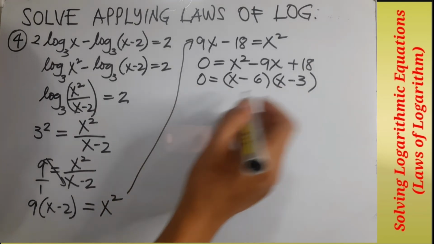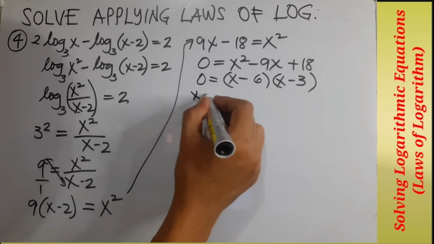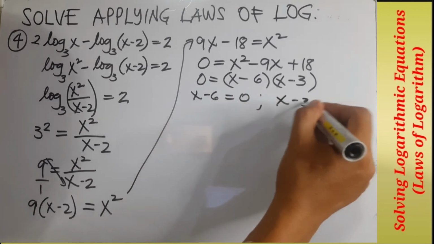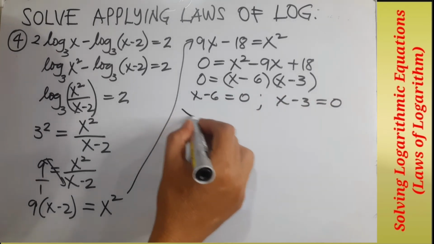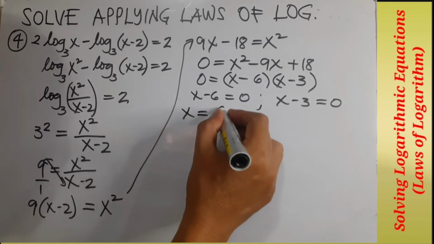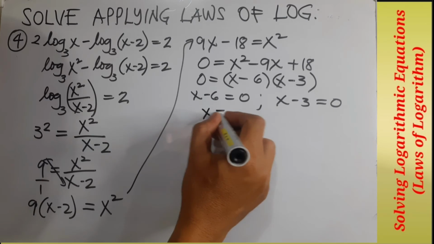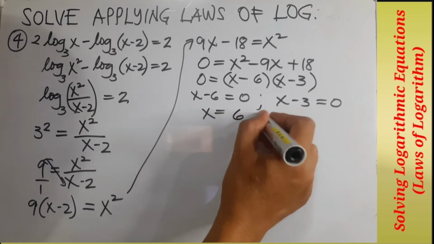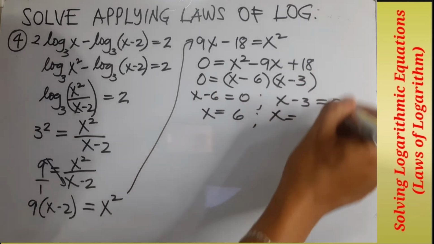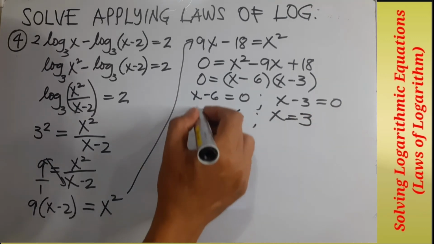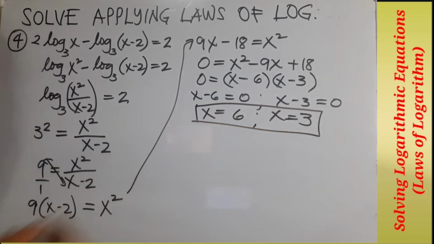Okay, next, apply the zero product property. X minus 6 equals 0. X minus 3 equals 0. So we have x equals positive 6, and x equals positive 3. So we have two possible answers, 6 and 3.